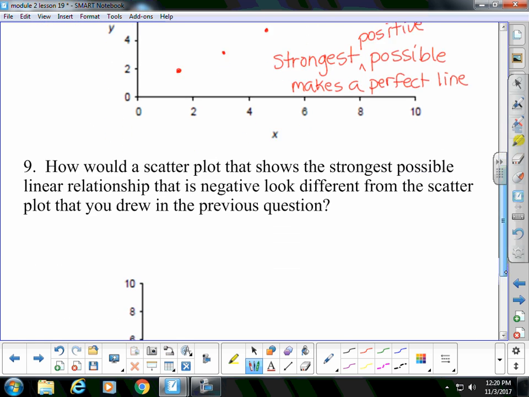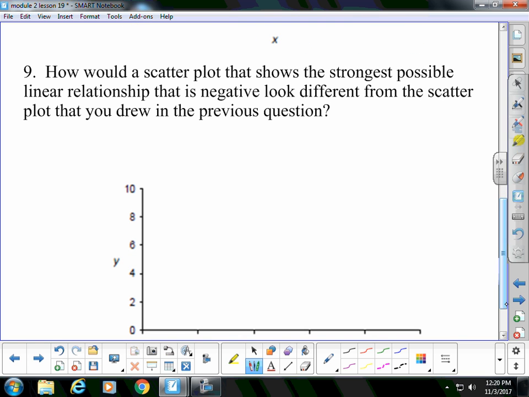Okay, on the other hand, a scatter plot that would show the strongest possible linear relationship that's negative would go from left to right going down. They asked me to make 5 points showing a strong positive or strong negative relationship. So something like that. Okay, so strongest possible negative.